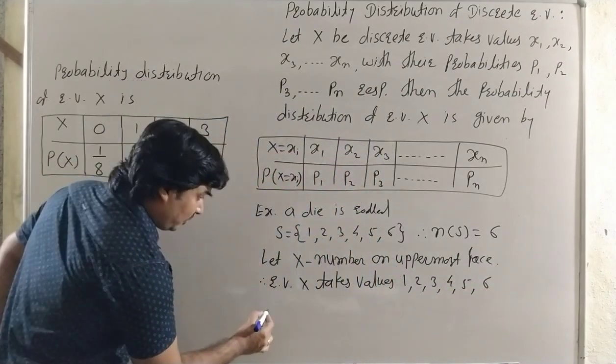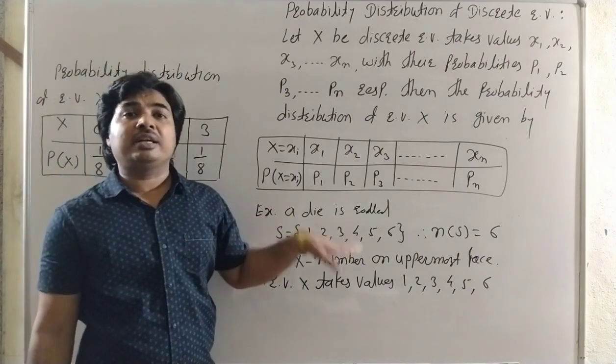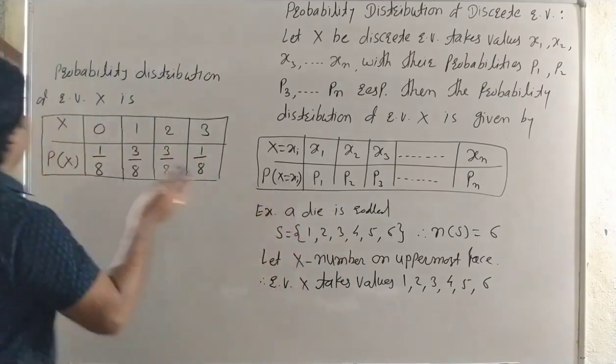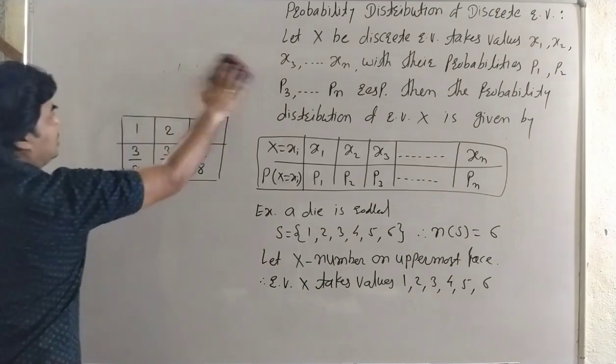Now here we find the probability of each random variable. We want to find the probability of each random variable. See carefully this.